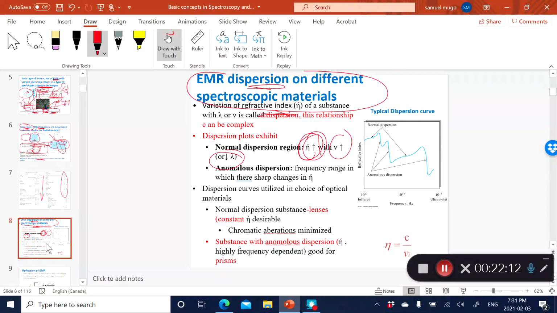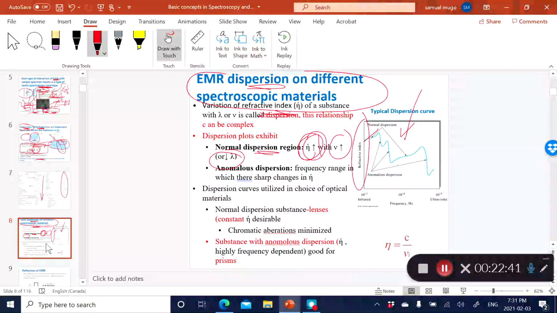That is what you refer to as the normal dispersion, which is shown here in a typical dispersion curve, meaning the regions where, as the refractive index of the material increases, the frequency of the light also increases, or the wavelength decreases. So that is what you refer to as a normal dispersion.